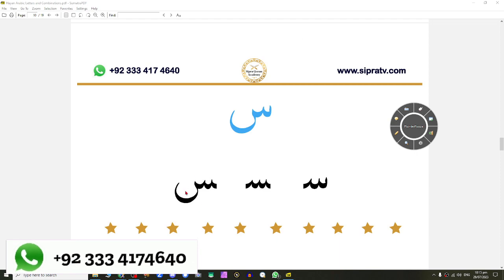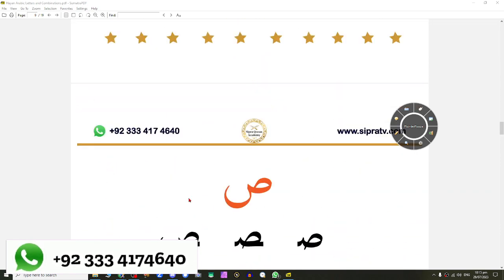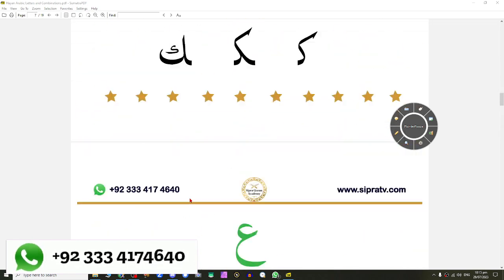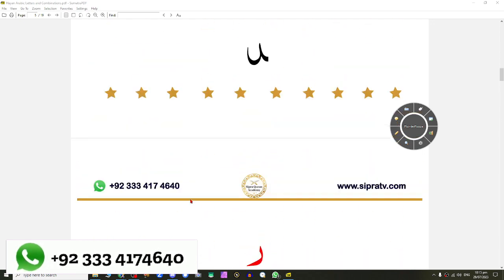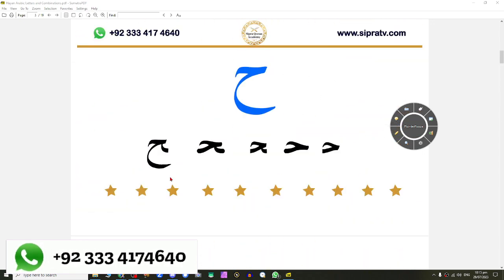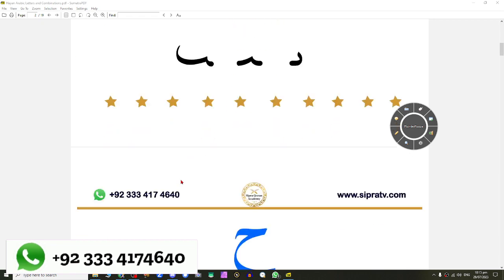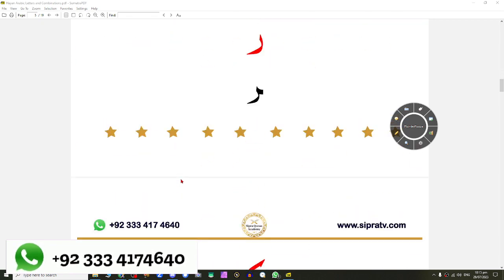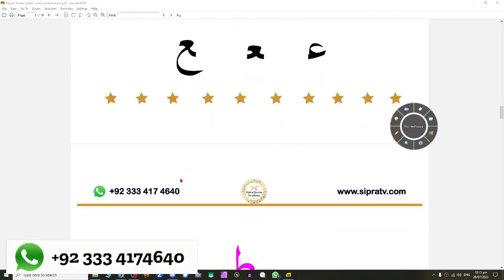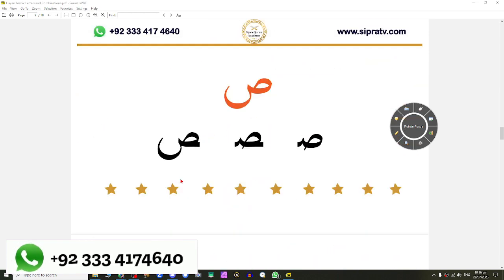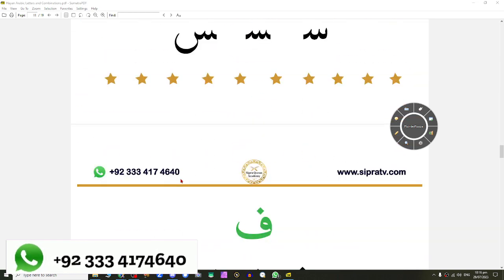Yeah. So we can see this pattern being repeated in Sin as well as in Sod, in Ain as well as in Kaf, in Ra and Dal, in Ha, in Ba, Ta, Sa. So this pattern is being repeated again and again, that whenever the letter comes at the end of a word, it's in its complete form.